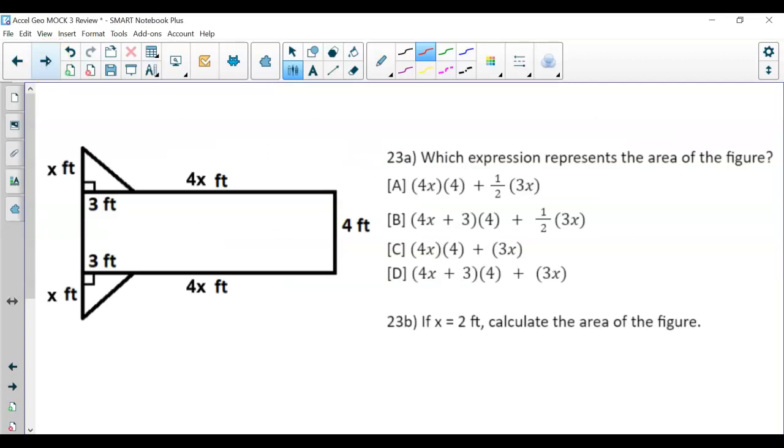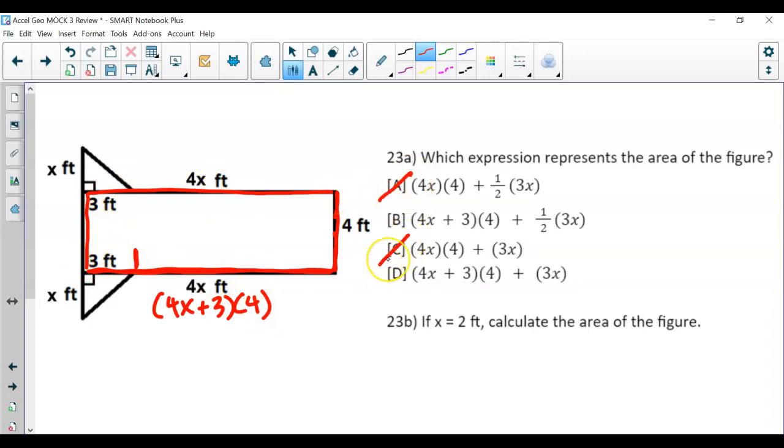So now this last one, which expression represents the area of the figure? Well, area. Notice how we have area of a rectangle, which is here, length times width, right? So we've got the area of the rectangle, which is length times width. Now notice, this is not just 4x, because the 4x stops here. This is 4x plus the 3 feet. So this side represents 4x plus 3. But don't forget, that's just this side. Then you multiply by the other dimension, which is 4. That's how we get 4x plus 3 times 4 to represent the area of the rectangle.